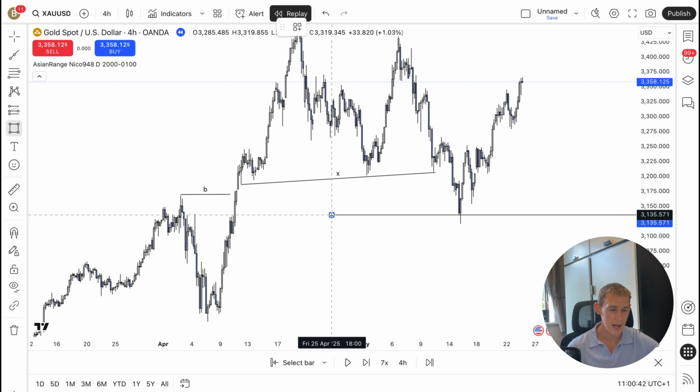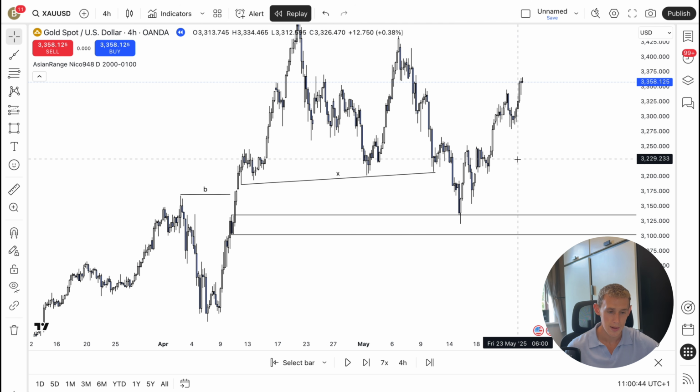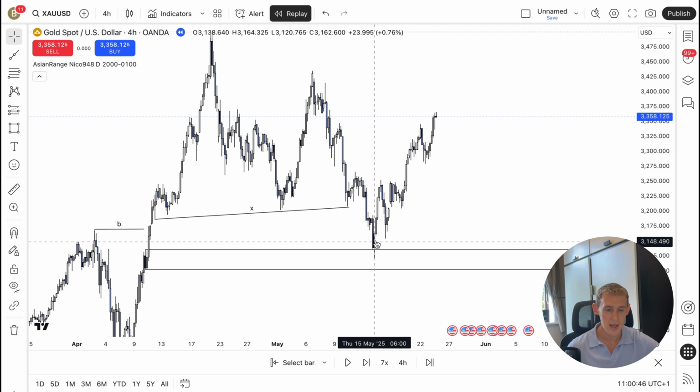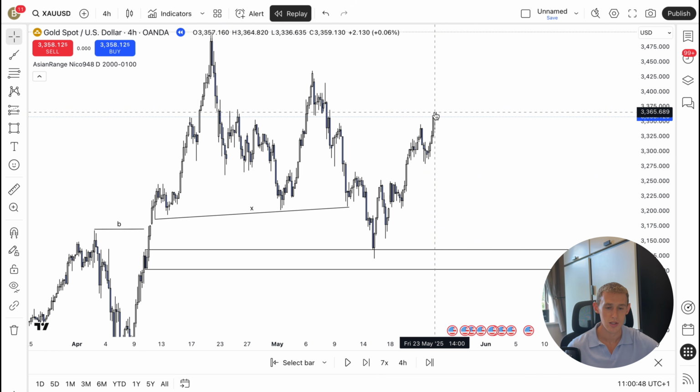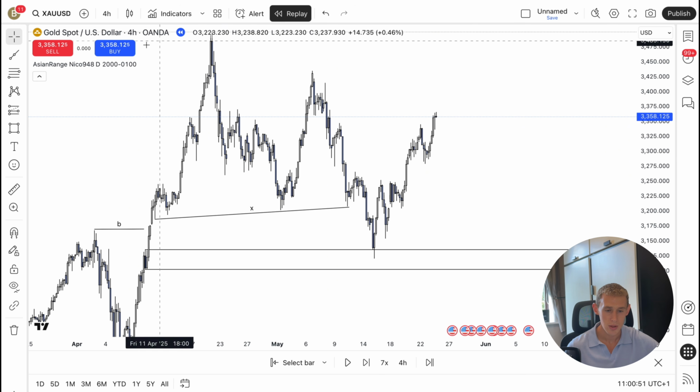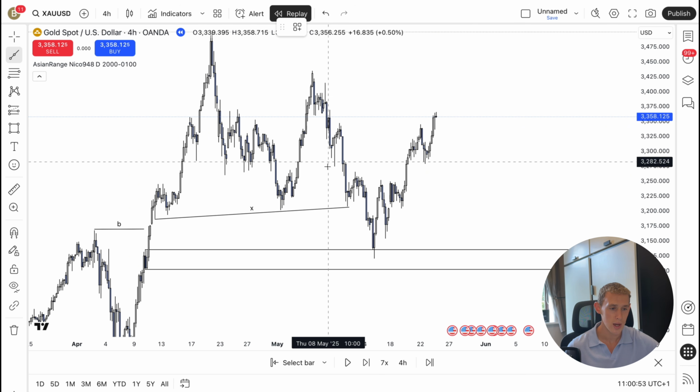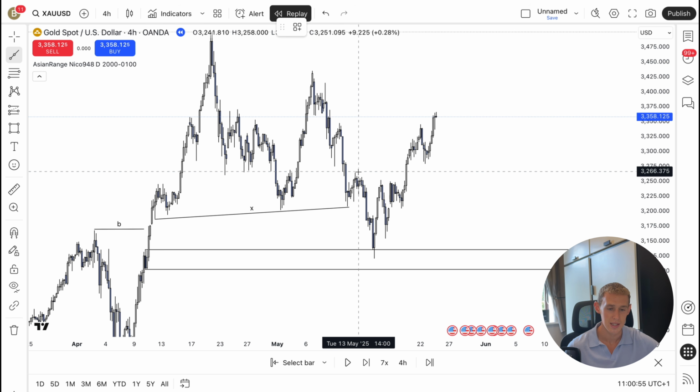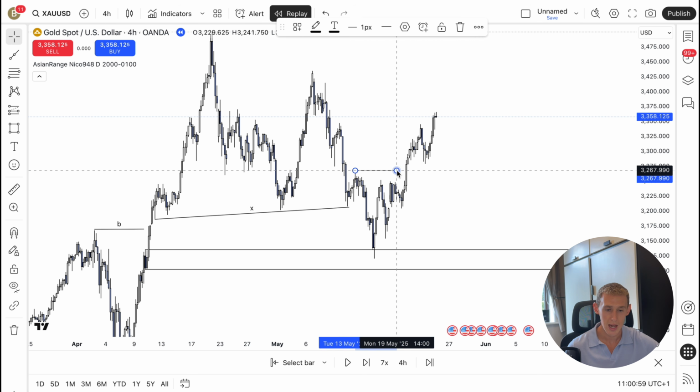Once that was taken out, price also tapped into a 4-hour demand zone. And once we see this, you can see price very clearly starting to create that upside momentum once again. And also crucially here, what it did was after this retracement phase down, it started to break this bearish structure that we were in and flip back bullish.